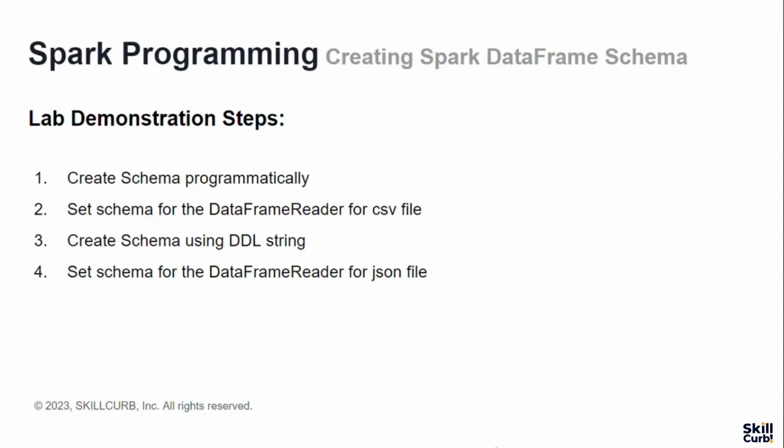In this video, you will learn how to create Spark data frame schema, and for that, we will first create a schema programmatically, and then we are going to set that created schema to the data frame reader for the CSV file. Then we are going to create another schema using the DDL string, and then we will set that schema for the data frame reader that we created for reading this JSON file.